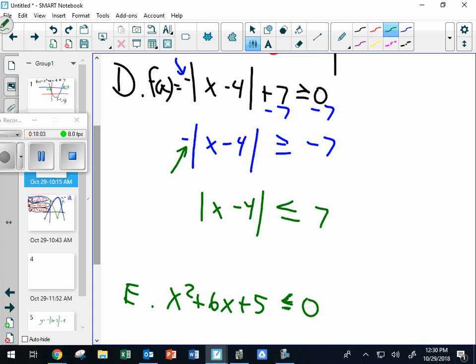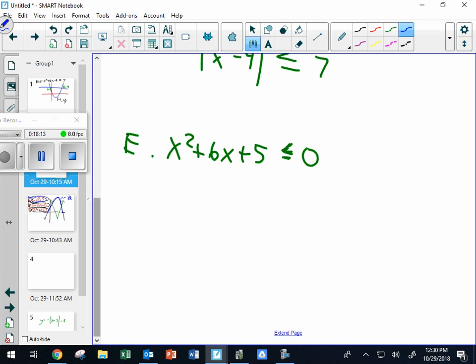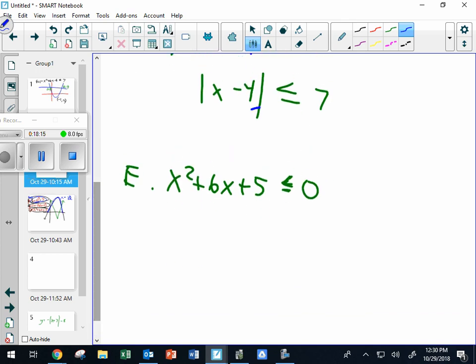Notice what happened there when I multiplied by a negative. Did you remember to switch the sign? I guess you'll find out soon when they grade yours. And now you're going to split this into 2 parts. I need to make myself a little more room here. Splitting into 2, x minus 4 is less than or equal to 7. x minus 4 is greater than or equal to negative 7. Again, I hope you remember to switch the sign over there.